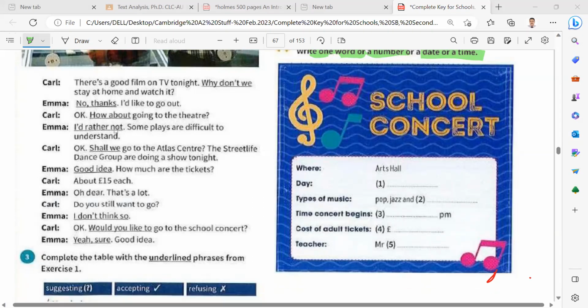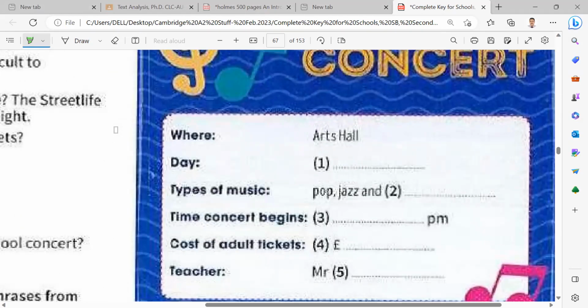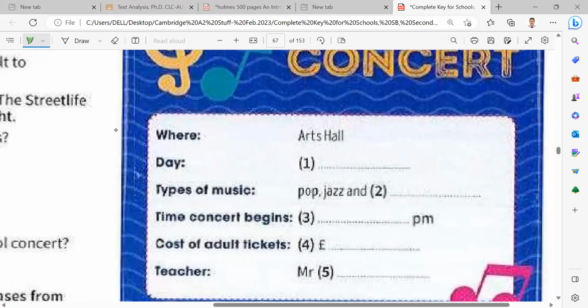Okay, Sarah, are you done? Yes. Okay, so number 1, which day? Saturday. Yes, okay. How to write it? S-A-T-U-R-D-A-Y. Okay, perfect. Type the next one.